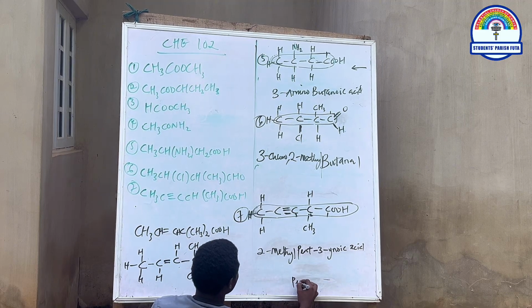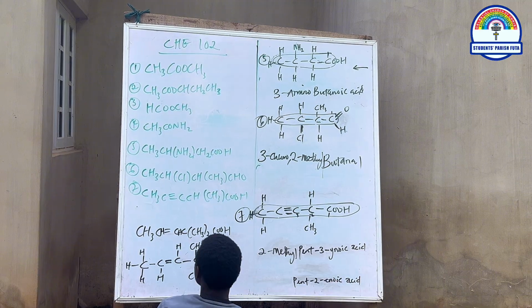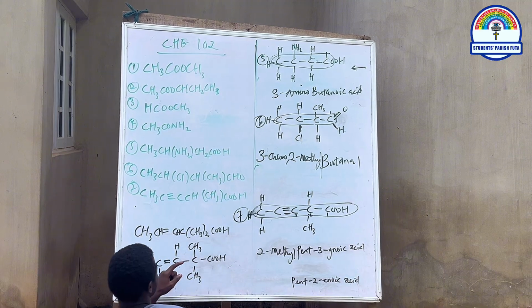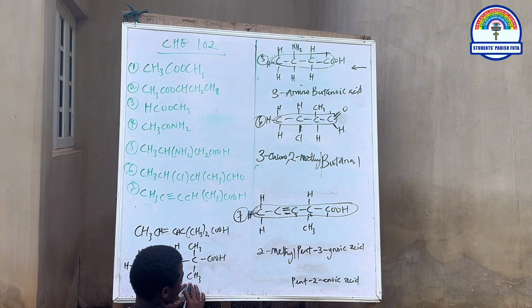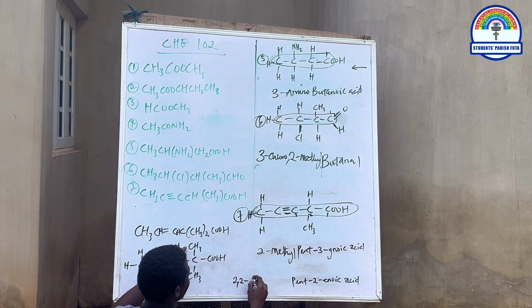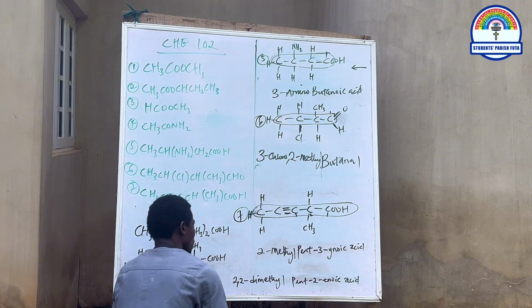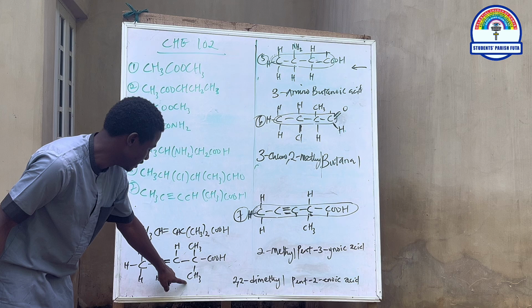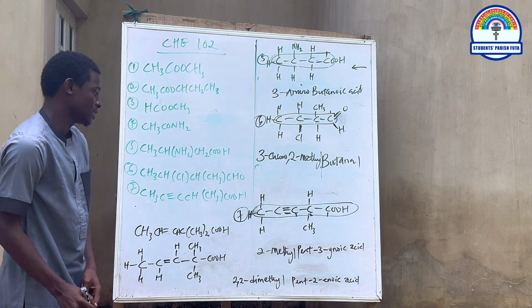Now for the substituent, let's write it properly. So pent-2-enoic acid. For the substituent, carbon number 1 and carbon number 2. So you have two substituents, that is CH3. So it becomes 2,2-dimethyl, because they are the same thing. 2,2-dimethylpent-2-enoic acid. If there is OH here and CH3, it will be 2-hydroxy-2-methylpent-2-enoic acid, like that.